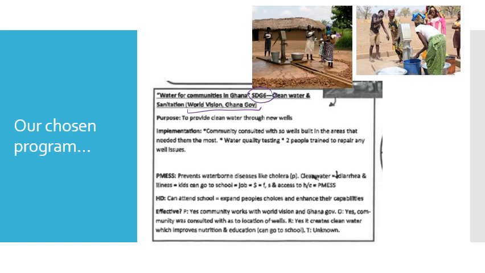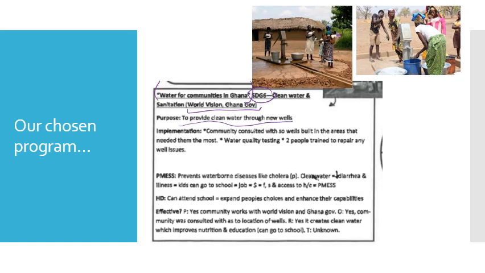Okay, so this program is run by World Vision and the government of Ghana. It's called Water for Communities in Ghana, and you do need to know the name and the SDG that it is working with, which is clean water and sanitation. Its purpose is basically to provide clean water through new wells, but you could phrase that in a different way, no problem. I just wrote that one myself, and I was just trying to keep it short.